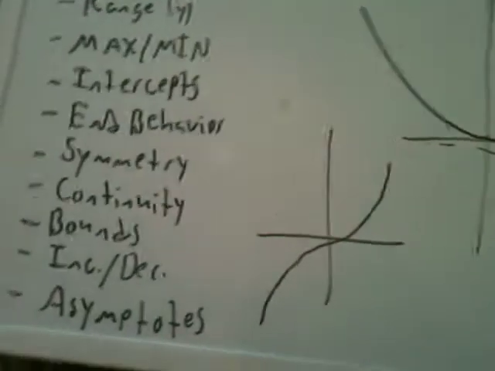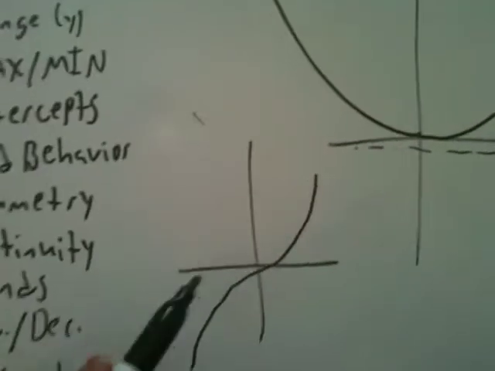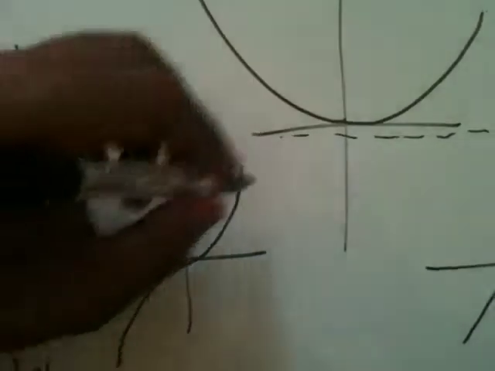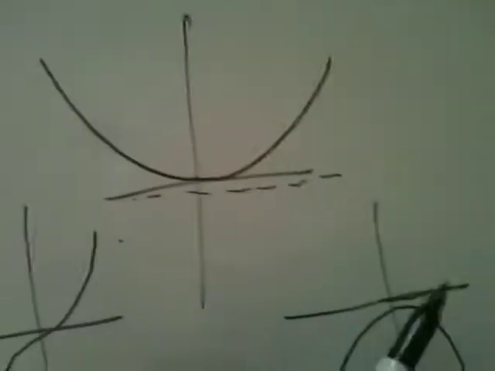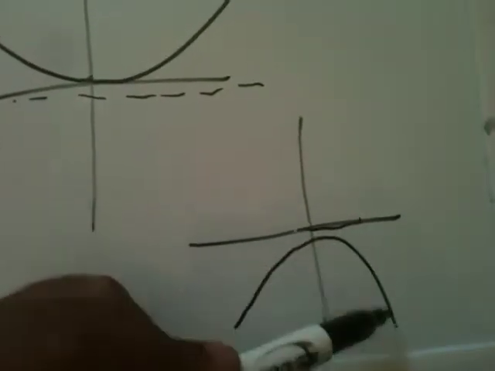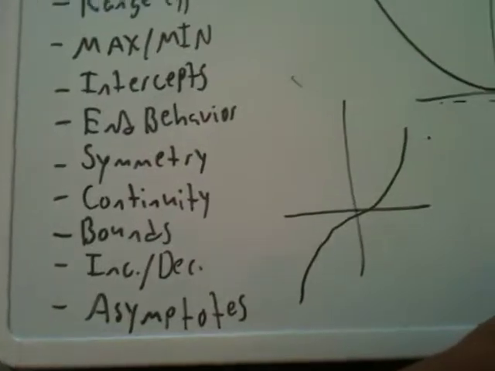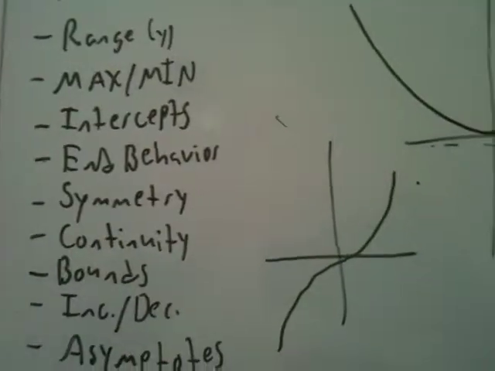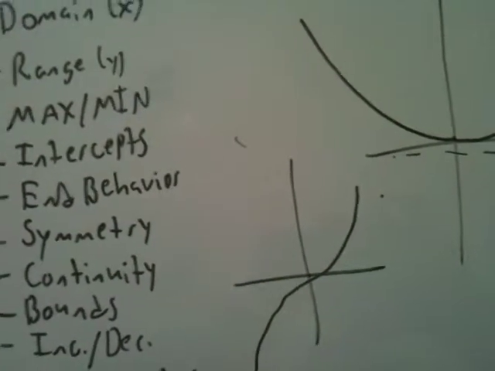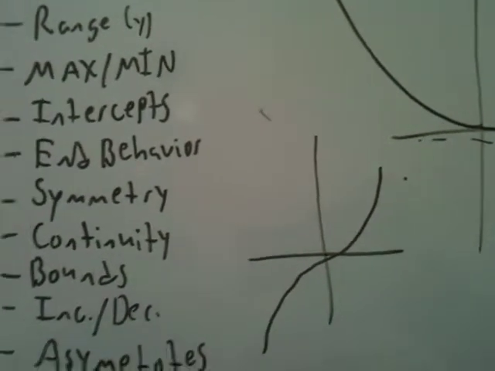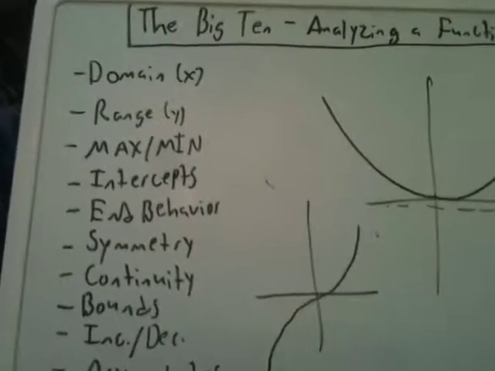For increasing and decreasing intervals, you define with intervals where the function is increasing, for example, in this y equals x cubed from 0 to infinity, or where it's decreasing, such as here, from 0 to infinity. In asymptotes, you have to define all vertical and horizontal asymptotes of a function, if there are any. You must define them as lines, or if they have slant asymptotes, define them as lines as well. In the next few videos, we're going to analyze some functions.